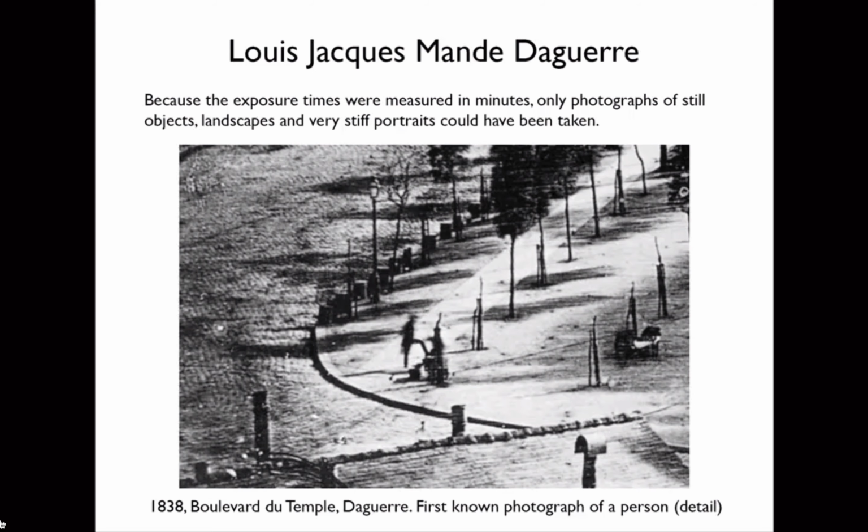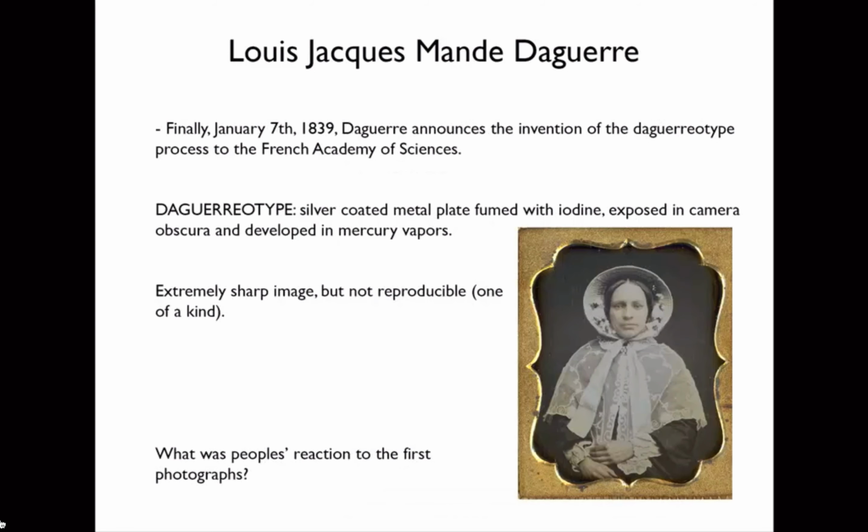And finally, January 7th, 1839, Daguerre announces the invention of the daguerreotype process to the French Academy of Sciences. And now the daguerreotype is a silver-coated metal plate fumed with iodine, exposed in camera obscura, and developed in mercury vapors. It was extremely sharp. It was a beautifully crisp and sharp image, extremely detailed. However, the problem was that it was not reproducible. So we put one plate in the back of the camera obscura, we expose it, and that's the only image that we have. We cannot make copies of that one.